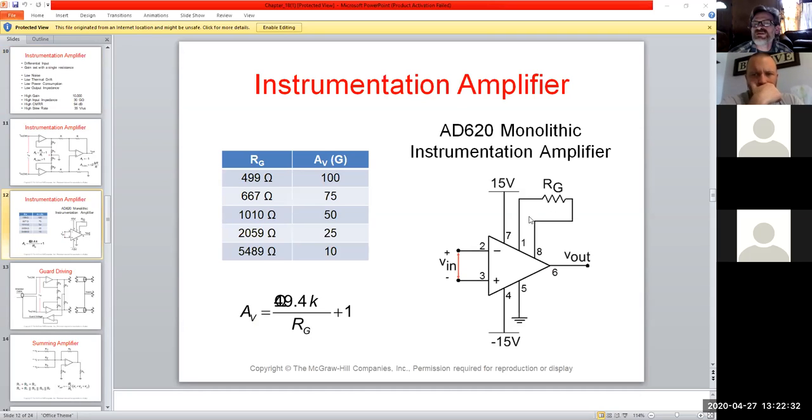Very simple. You got an offset resistor there, right? 2 DC inputs. Pin 2 and 3 are your inputs here, and 6 is your output, and there you have it.